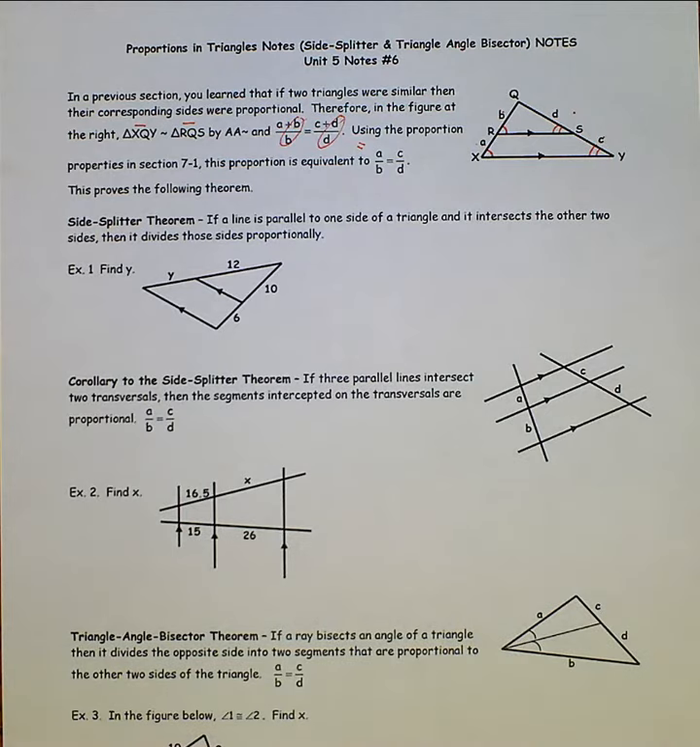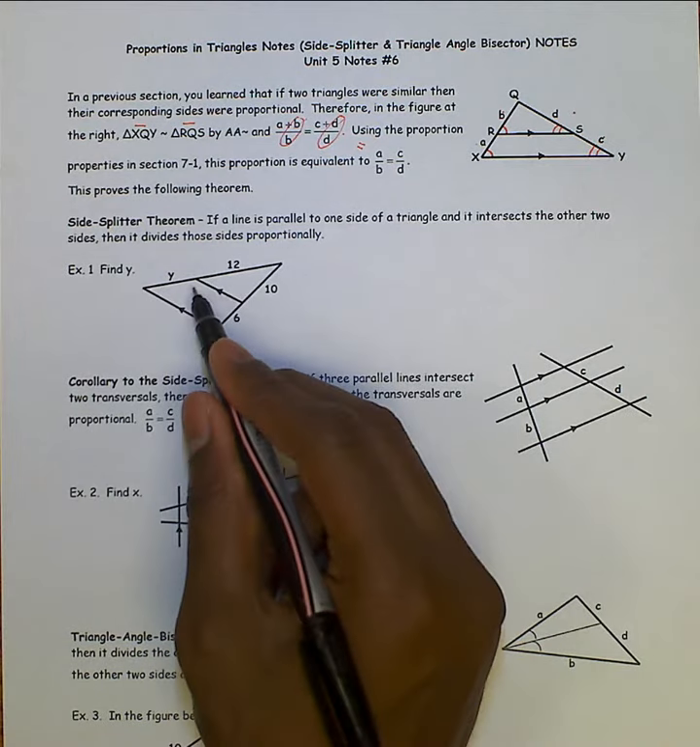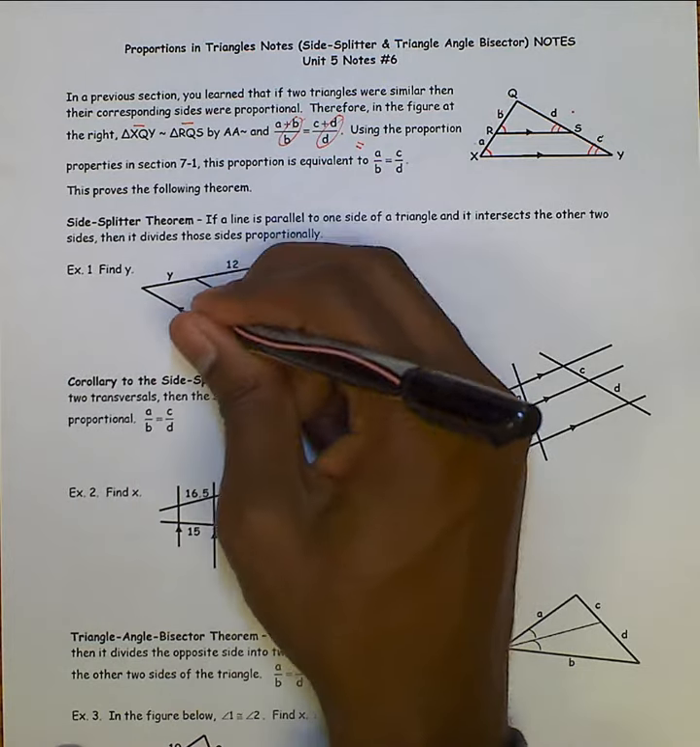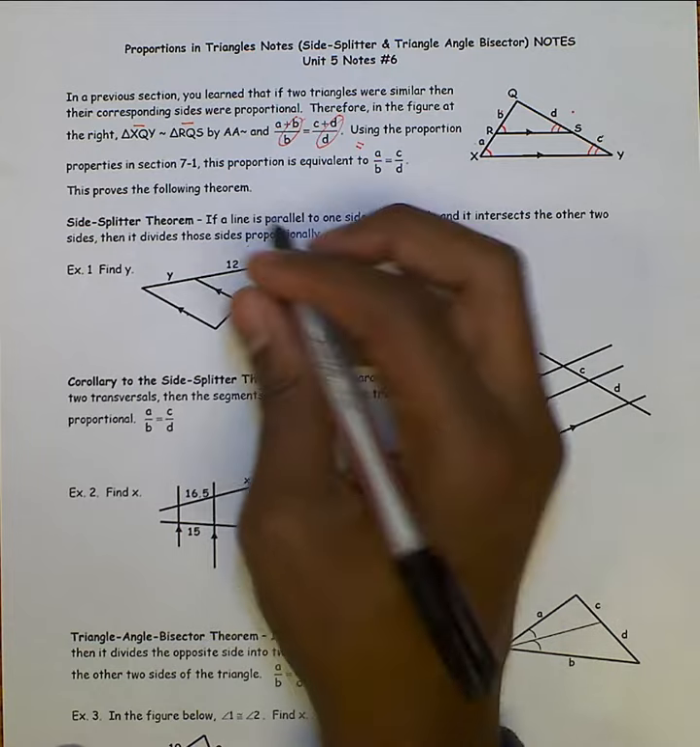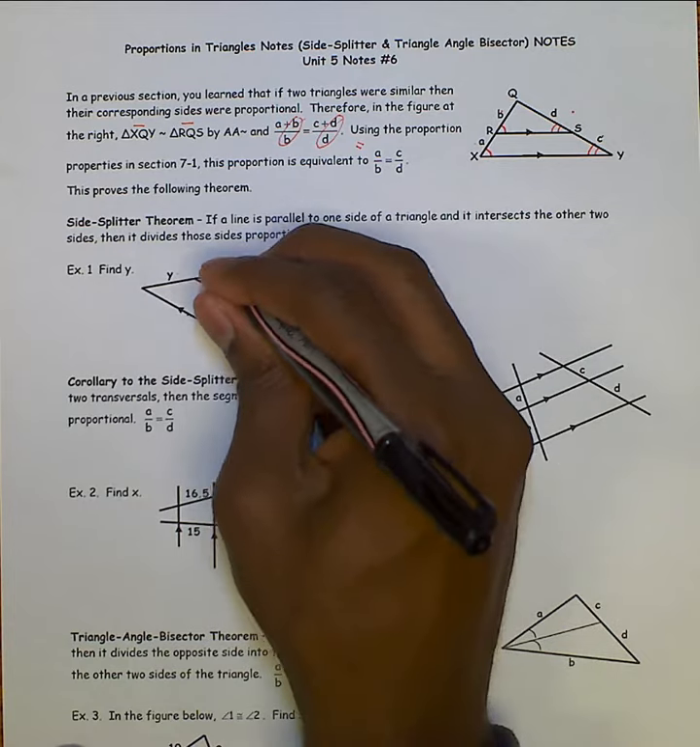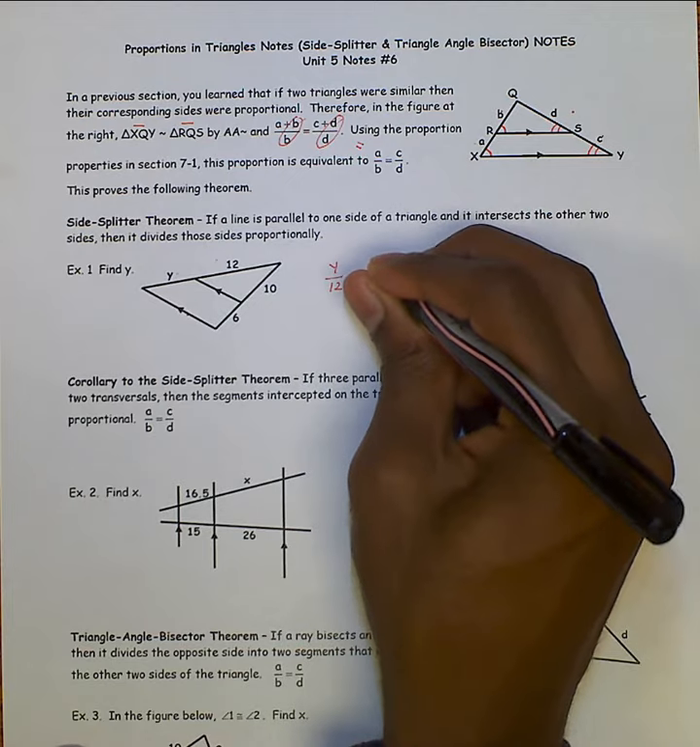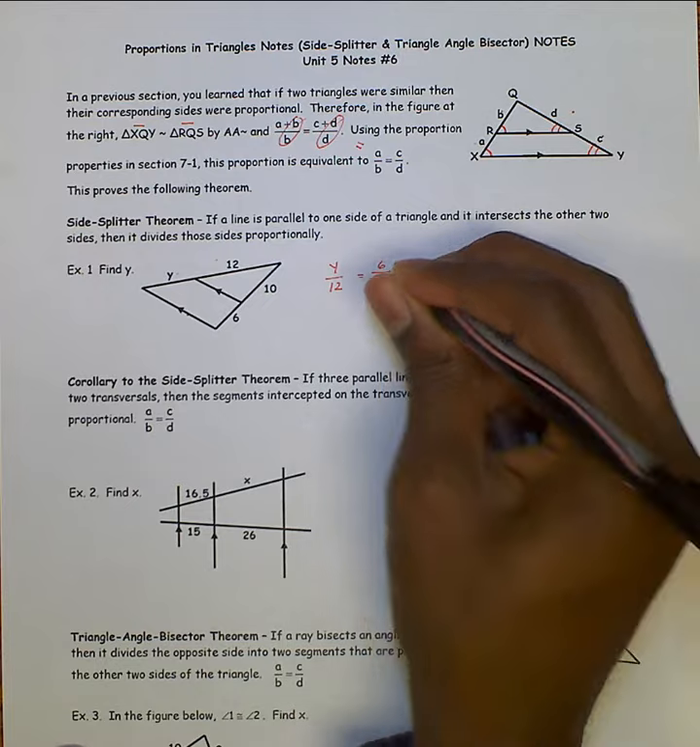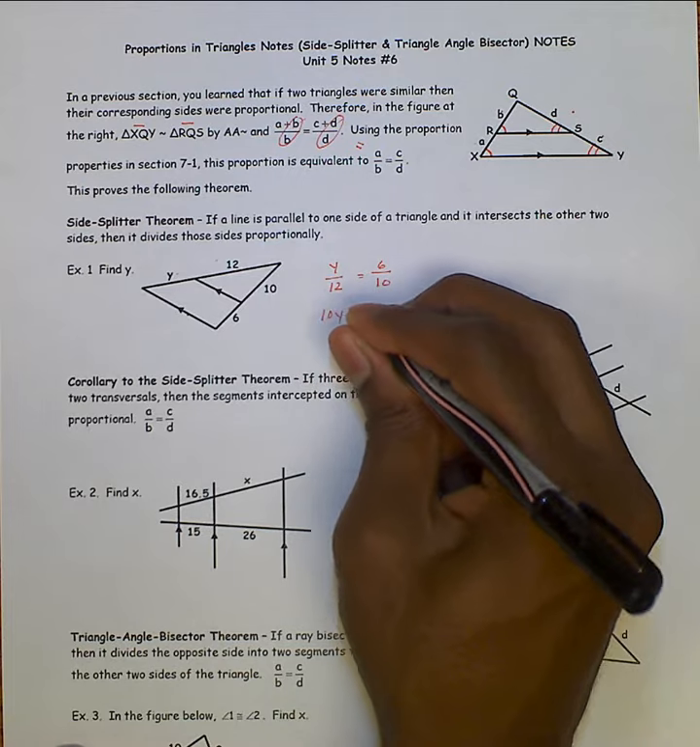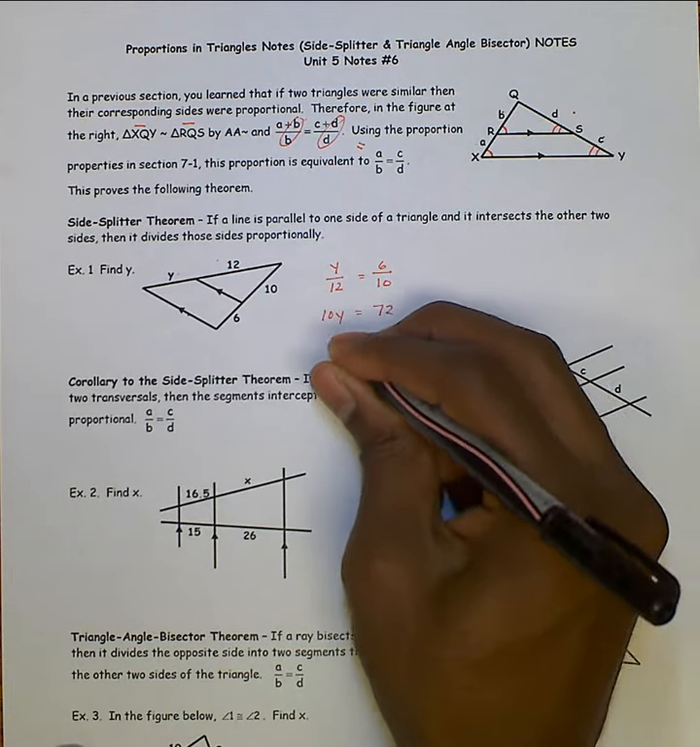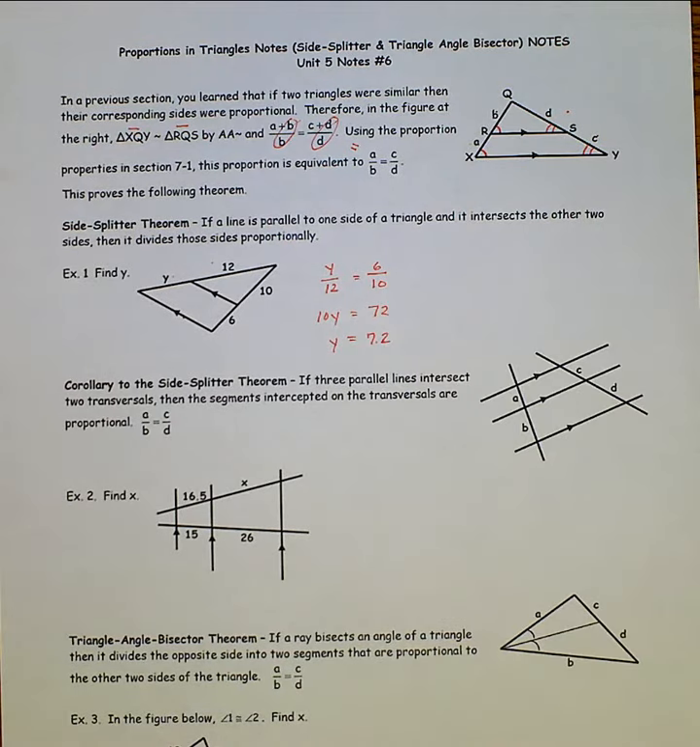So let's look at our first example. We have these lines parallel. So this is parallel to one side and intersects the other two sides, which means it divides these sides proportionally. So I'm going to say that y over 12 should be the same proportion as 6 over 10. And so I'd have 10y equals 72, and y will equal 7.2 after we divide by 10.